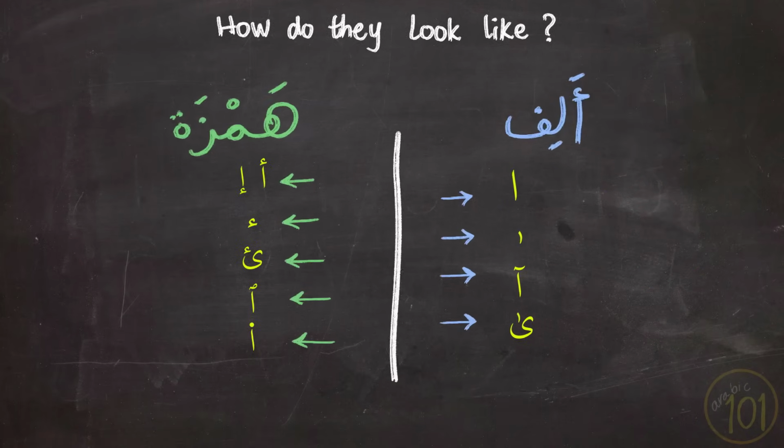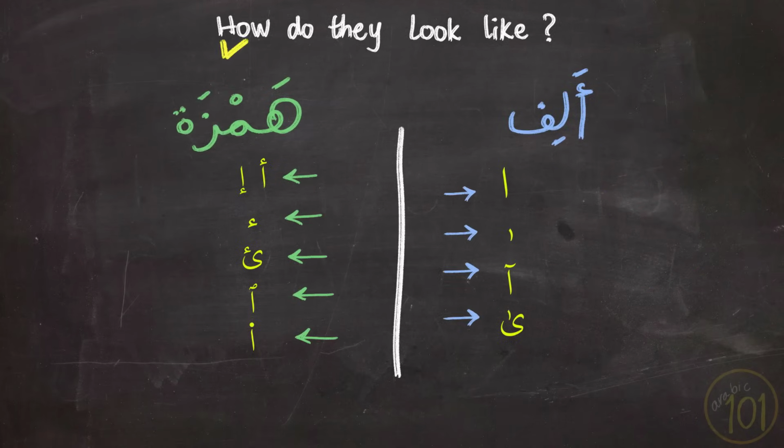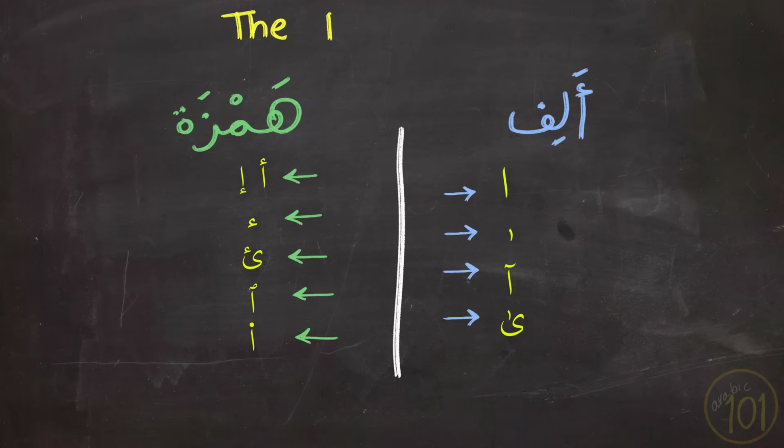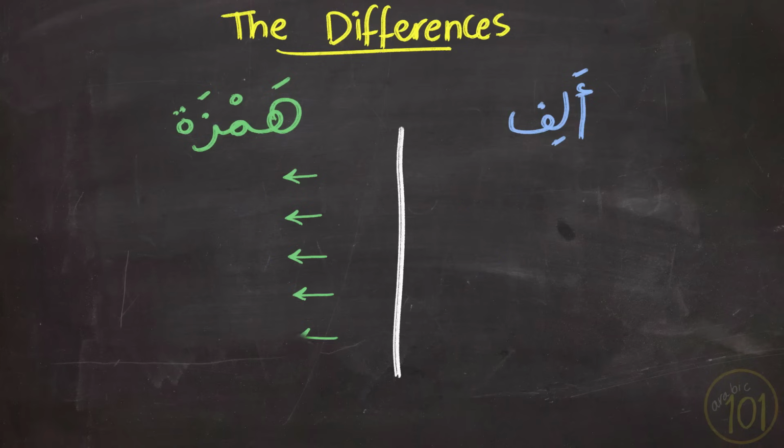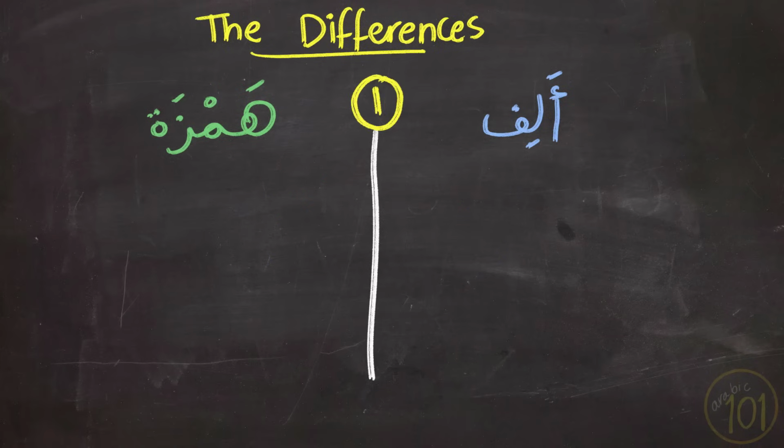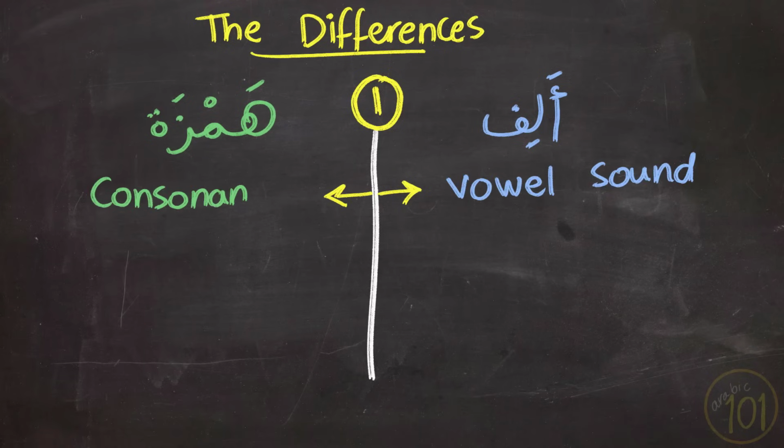Alright, now that we know what Alif and Hamza look like, let's find out what the differences are between them. And after we learn the differences, we can then properly apply them when we see them in different forms as we read the Quran. Difference number 1. Alif is a vowel sound, while Hamza is a consonant sound.